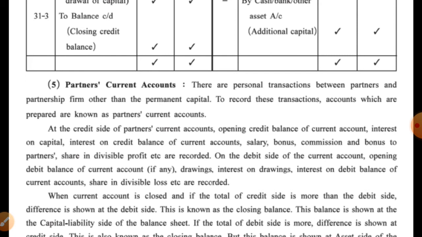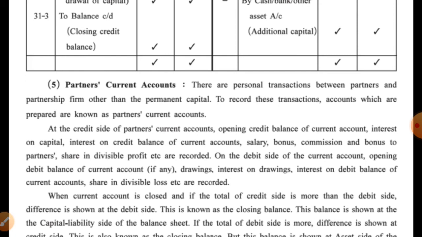Okay. Now, let us see what kind of entries are to be recorded in partners' current account. At the credit side of partners' current account, the opening credit balance of current account, as we write the opening balance in case of capital account. Same way, opening credit balance of current account on the credit side. Interest on capital, interest on credit balance of current account, salary, commission and bonus to partners. Share in divisible profit, whatever divisible profit we have got from the P&L appropriation account, that will be transferred to partners' current account.